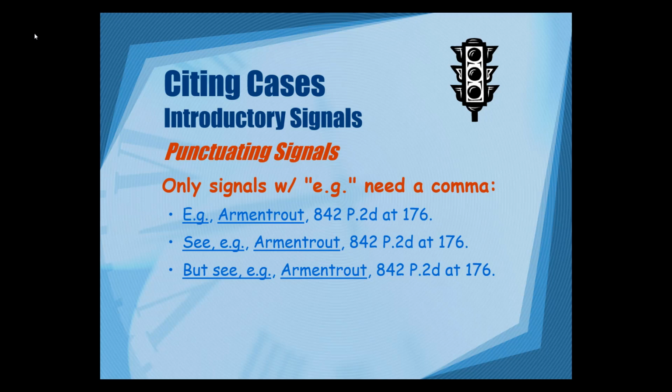The second way to remember this is to think of e.g. as a comma magnet. It will attract commas to both sides if possible, and to one side if not.